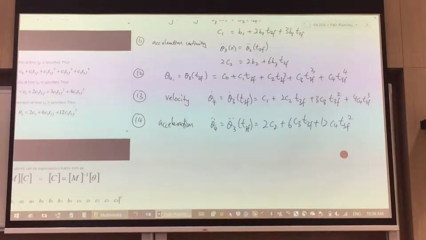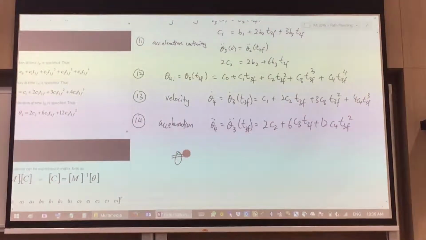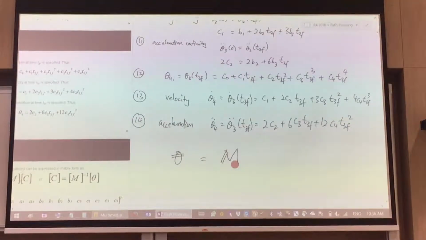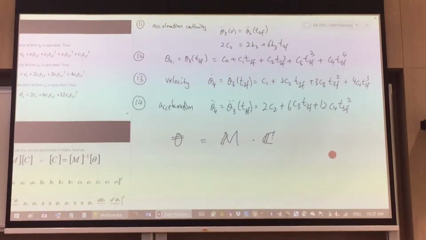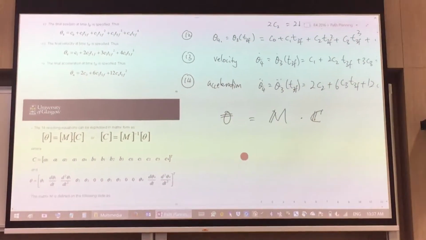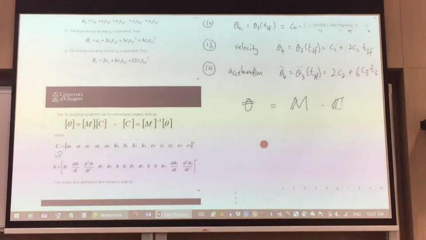A huge matrix, a 14 by 14 matrix. This 14 by 14 matrix would have theta, capital letter, equal to that M matrix multiplied by the C matrix. What are all these? This C matrix, it's written here. This C matrix is equal to all your coefficients.